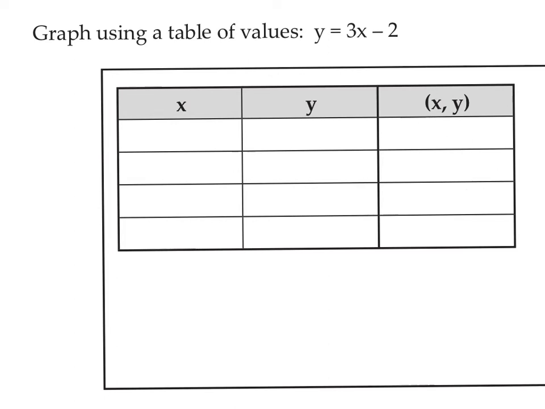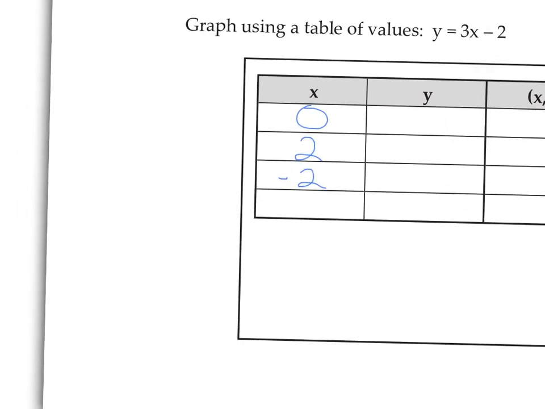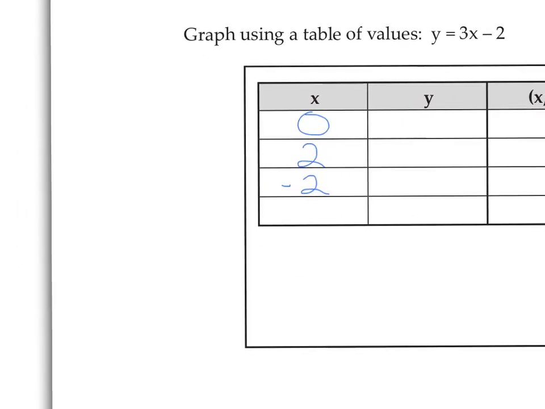So I'm going to choose 0, 2, and -2. Those are the values I like to work with. So I'm going to plug in first 0 for x. And here we go, we got some room over here. So y equals 3 times 0 minus 2. Well, 3 times 0 is 0. So it really just says y equals -2, doesn't it?